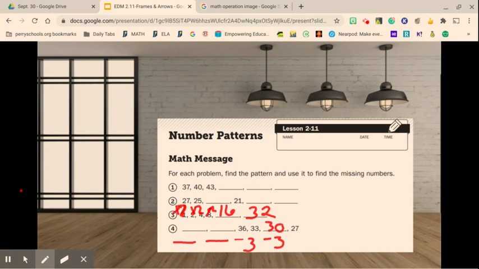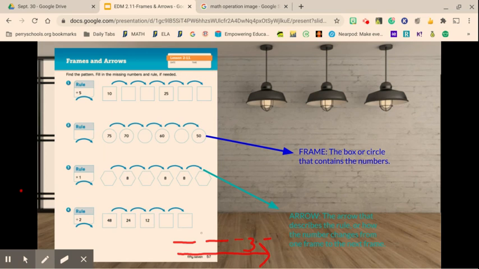But now the problem is going backwards. If I go to the right, I'm subtracting, but if I work backwards, I'm going to do the opposite, so I'm going to add 3. 36 plus 3 is 39, and I can check it by saying 33 minus 3 is 36, so that works. Still going to the left, 39 plus 3 is 42. Again, I can check it: 42 minus 3 does equal 39. So finding out these number patterns is going to help us with our frames and arrows.